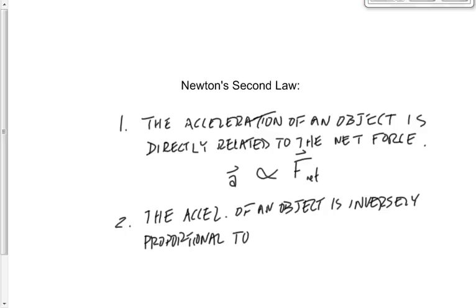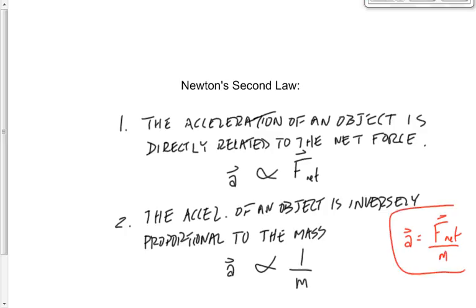What does inversely mean? Opposite, yeah. As one goes up, the other one goes down. It's inversely proportional to, or inversely related to, the mass of the object. In other words, A is not proportional to M, but rather A is proportional to 1 over M. When we combine these, A is related to F, A is related to 1 over M. We combine them to get this: A is equal to F net over M. This is really Newton's second law.